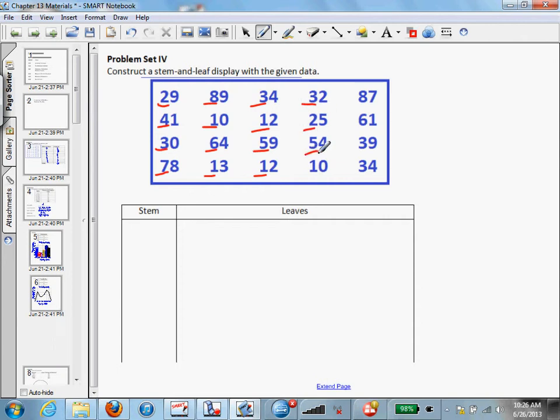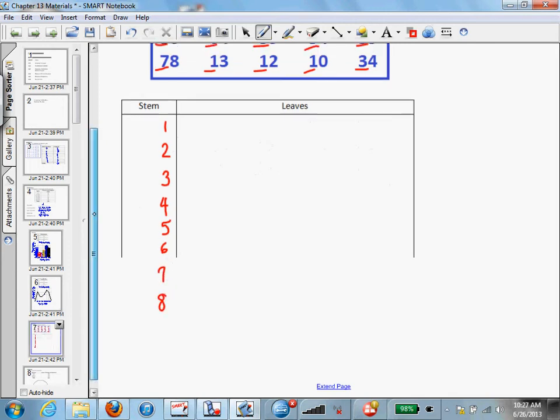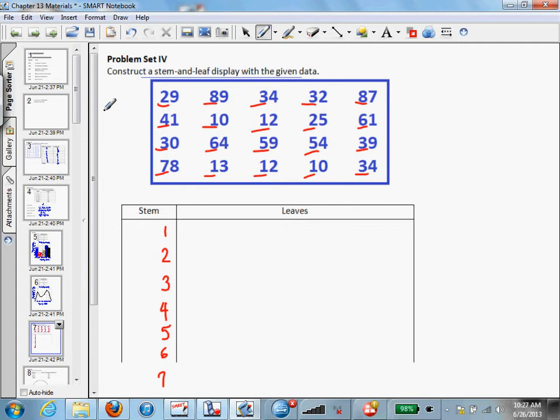And then you want to label these numbers, just the first piece of the number, numerically from least to greatest. Okay, when you do that, you're going to have 1, 2, 3, 4, 5, 6, 7, and 8. Now these are considered the first part of the numbers, the ones that are underlined, and the numbers that are not are going to be the ones that fall into the leaves.